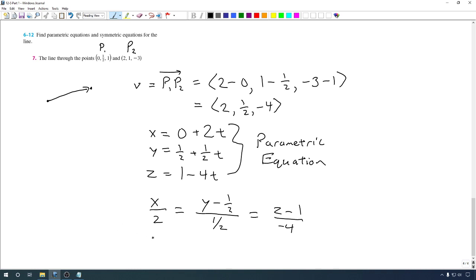We could simplify this down to x over 2 is 2y minus 1, and we could say, I don't know, let's say 1 minus z over 4, if we don't want to have a negative in the denominator. But really, either one of these works. Could say this first one is kind of the default symmetric equation.